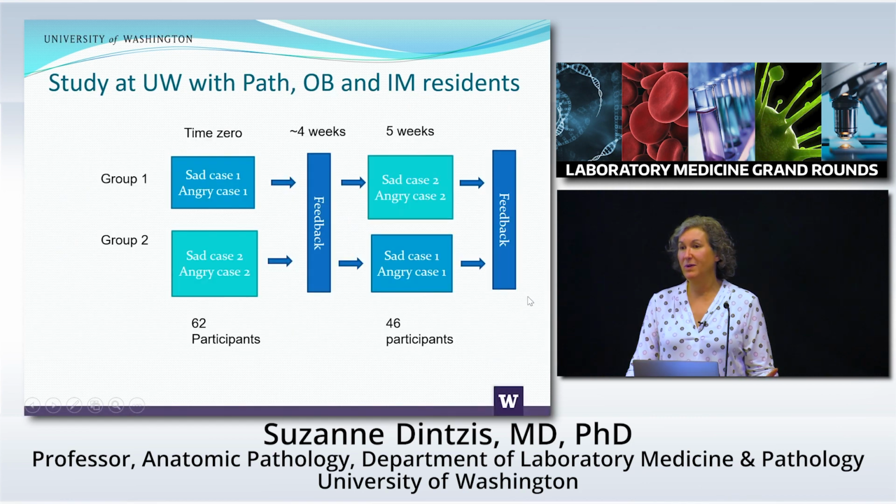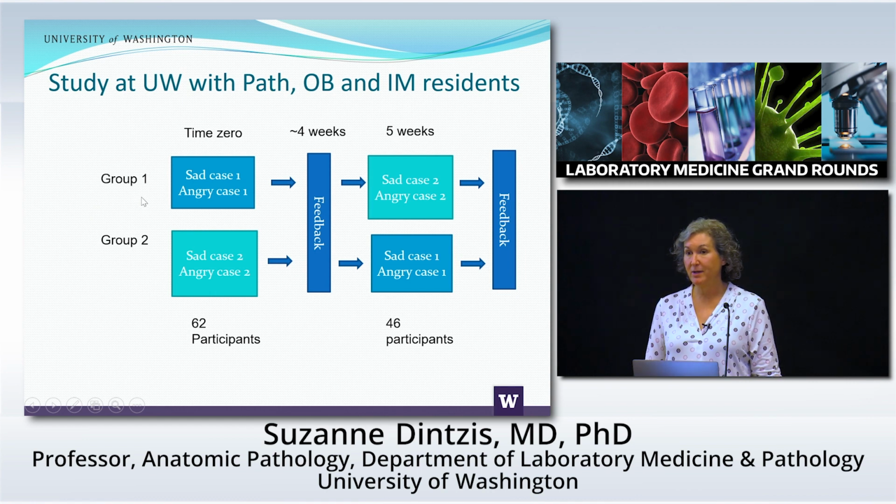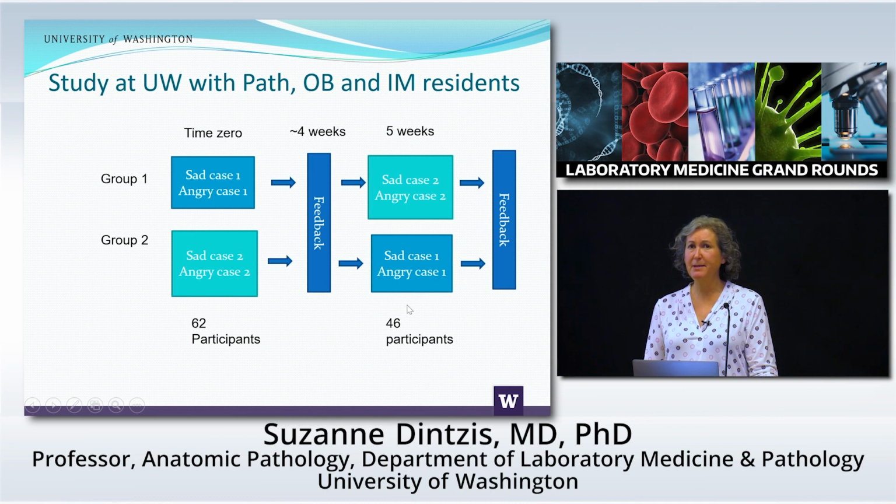And this is how we did the experiment. We divided all of the residents into group 1 and group 2. Each had 2 cases, a sad and an angry case. They interacted with the VCA, got their feedback, and then we did a crossover, which is a common thing to do. So they got the other cases for their second trial with feedback. You can see the number of participants dropped.